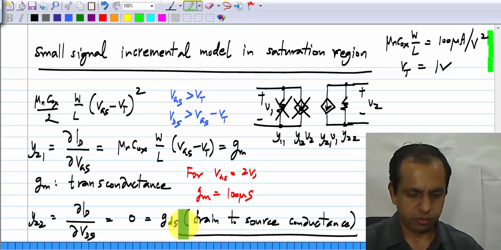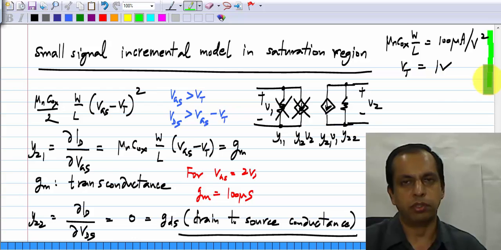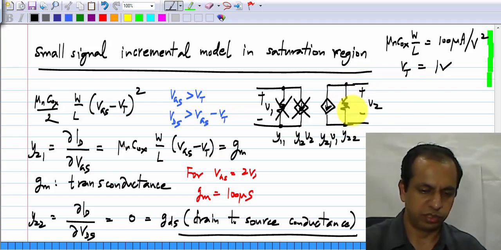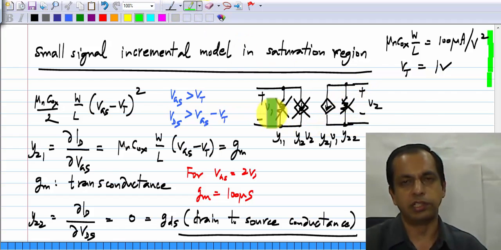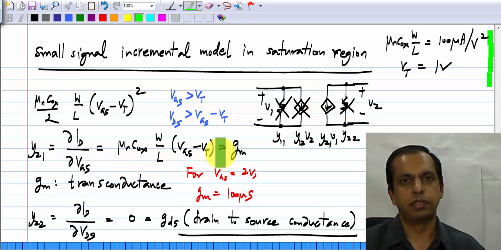So, now we can see in saturation region, the model of the MOS transistor is very simple. These two are anyway 0, and Y22 or GDS is also 0. So, this is also an open circuit. So, the MOS transistor simply consists of a voltage controlled current source whose value is given by this.